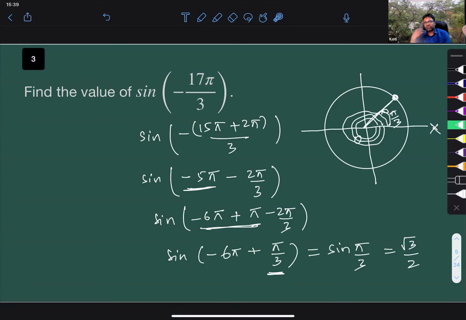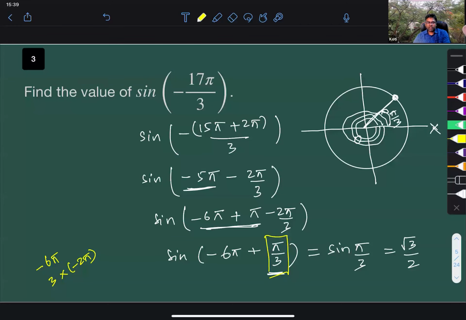Okay, so once you become comfortable, then I think you don't have to draw the unit circle always. It will be in your head. Minus 6 pi, because I can write minus 6 pi as 3 into minus 2 pi, it means I'm going in the clockwise direction 3 times. That is what you should mentally think. So if I do that, I'll come back to the reference line. And after that, I am going plus pi by 3.